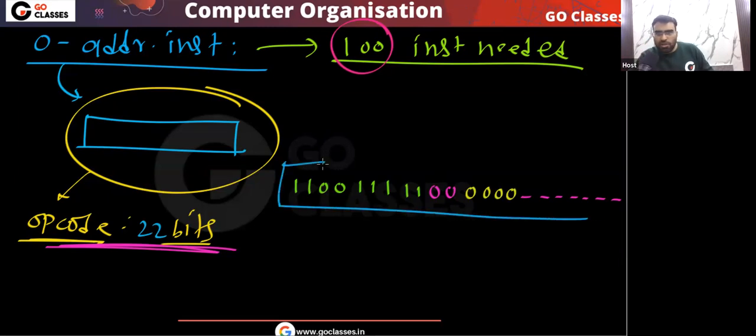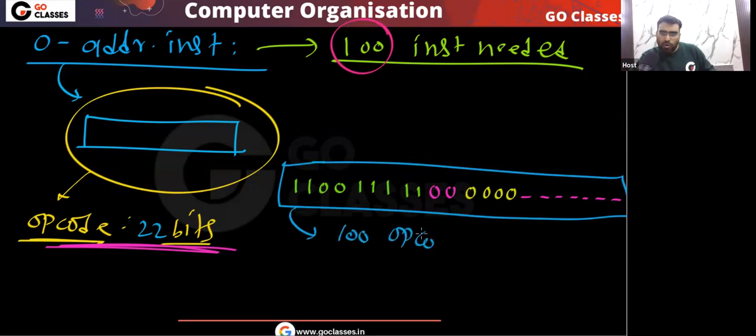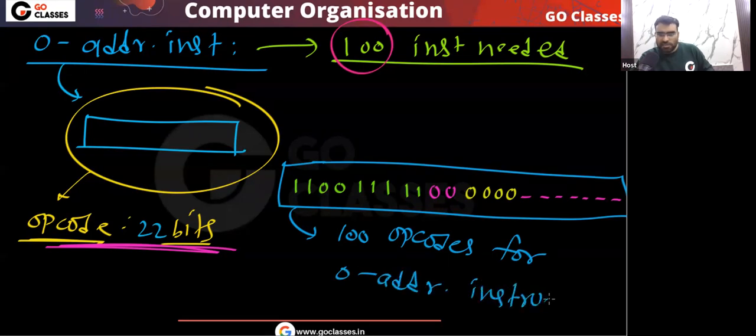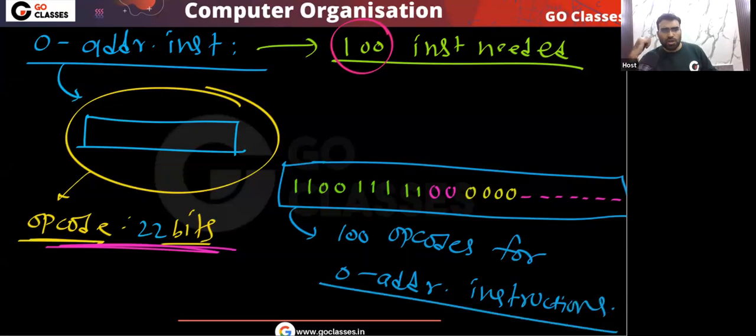So from here you can create 100 opcodes for zero address instructions. Anyway, this method you don't have to apply in the GATE exam, right? Yes or no? Is this clear?